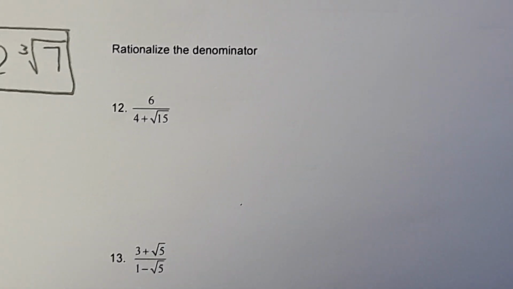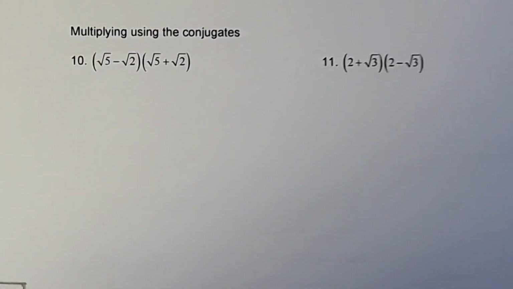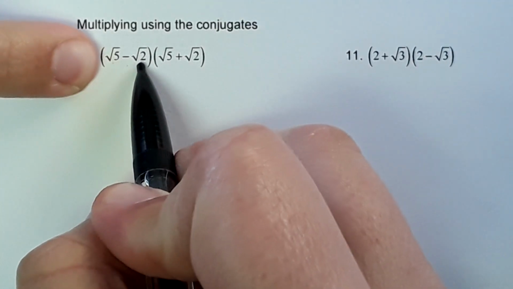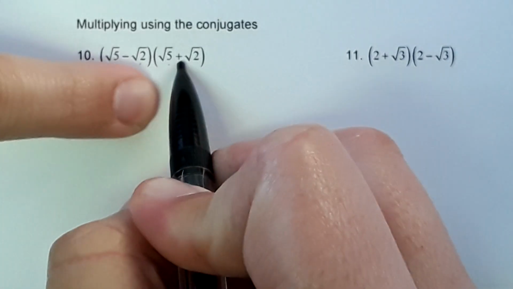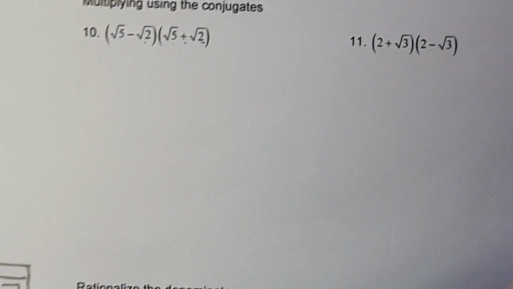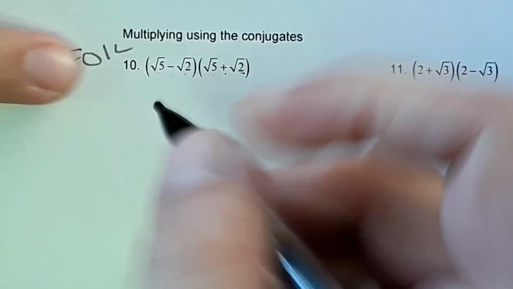Okay. Next page. Rationalize, oh wait, up here. Multiplying using the conjugates. So here they have square root of 5 minus square root of 2, and then square root of 5 plus square root of 2. When you have this, things actually cancel, like by a lot. So we're going to FOIL, which is cool.